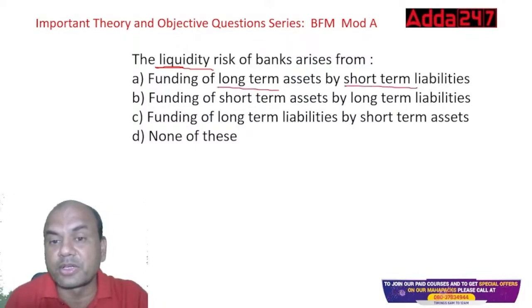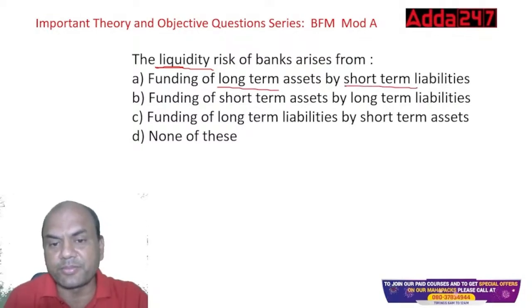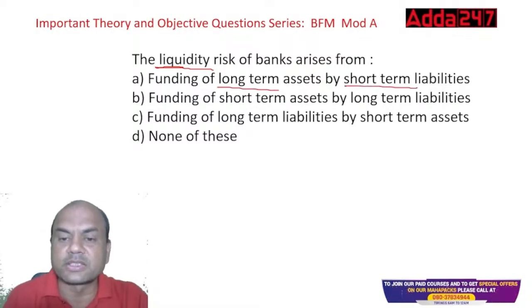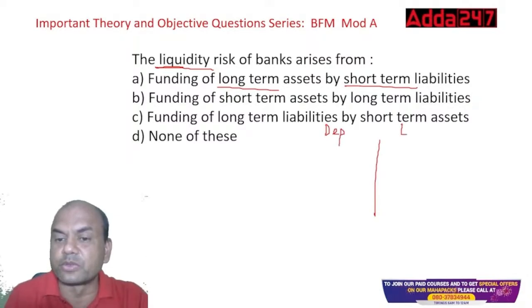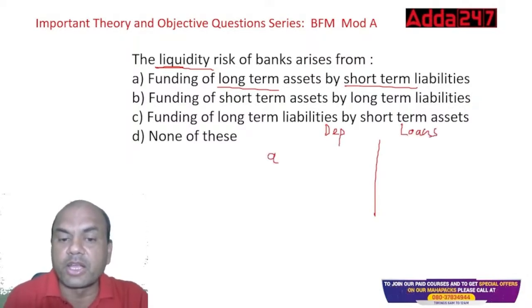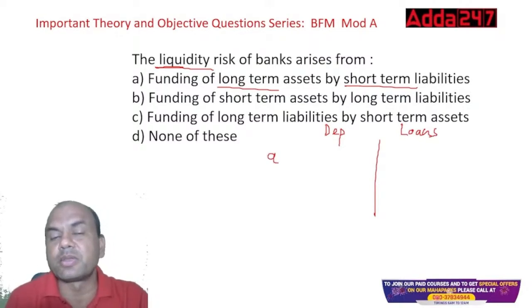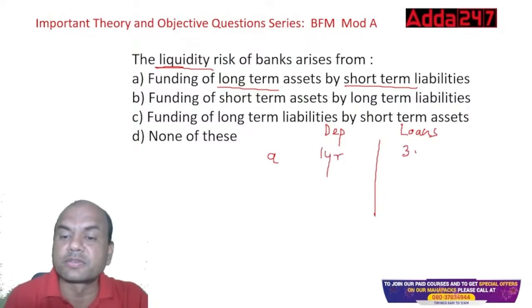What do you mean by this? Let's consider all these cases. Liabilities mean deposits, and assets mean loans. Now, case A: funding of long-term assets by short-term liabilities. It means I have a deposit of 1 year and I'm giving a loan of 3 years.